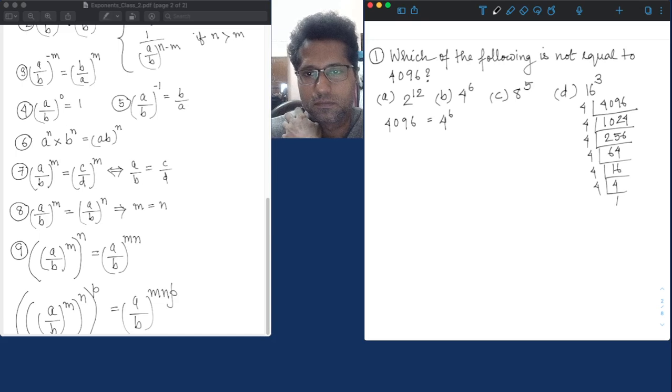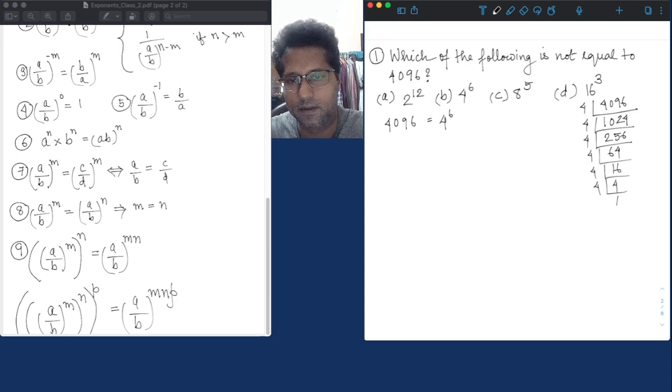Which of the following is not equal to 4096? Okay. So this is 4 to the power 6. So definitely we can see that B is equal to 4096. This is, of course, B's given choice is 4 to the power 6. Now let's see choice A, that is 2 to the power 12.